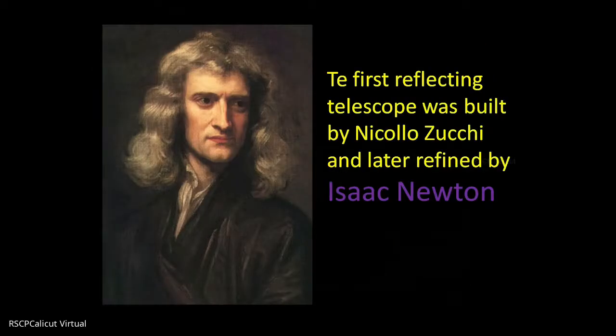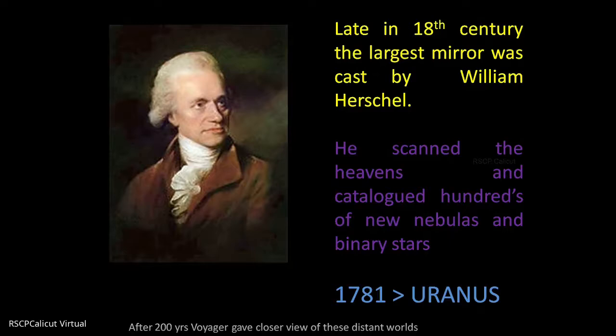The first reflecting telescope was made by Niccolo Zucchi, but it was much more refined by Isaac Newton. Reflector telescopes are much better than a refractor because they have no aberrations of the lenses, and they are easy to make and not so heavy. There are a lot of plus points of the reflector telescope. So Newton made the first reflector telescope, and in the 18th century larger mirrors were made and cast by William Herschel.